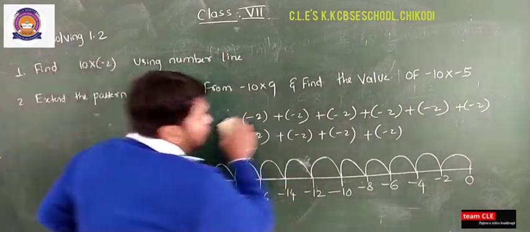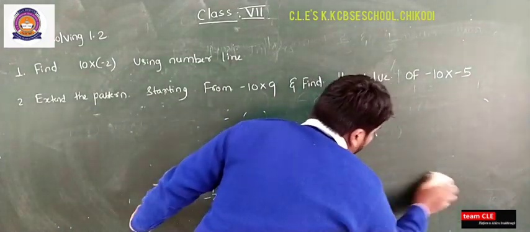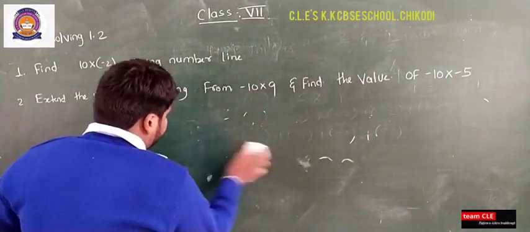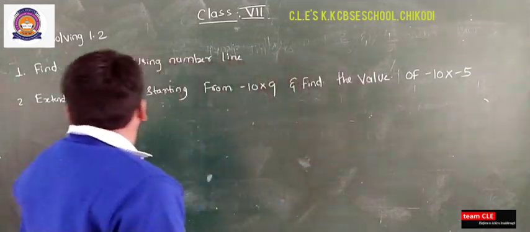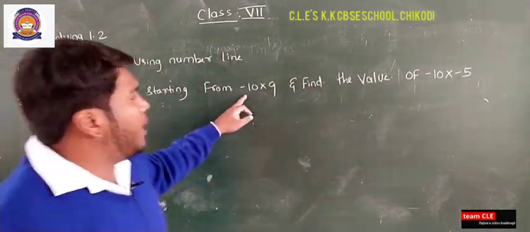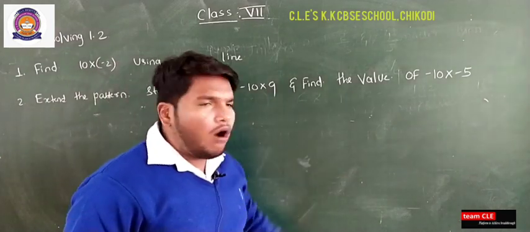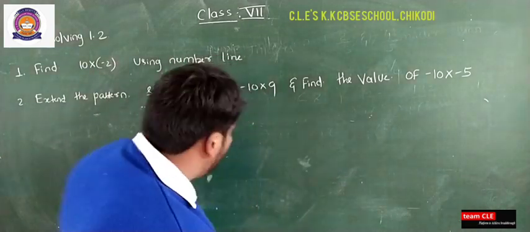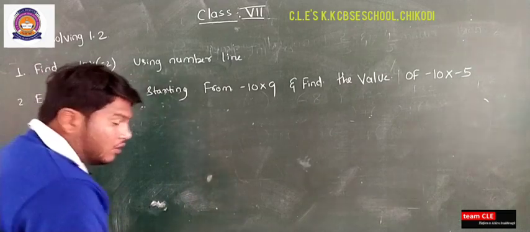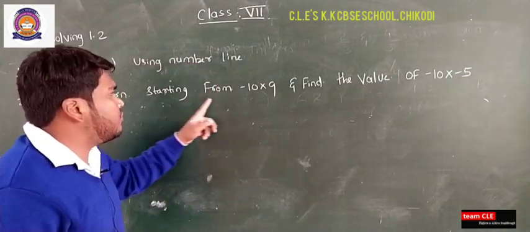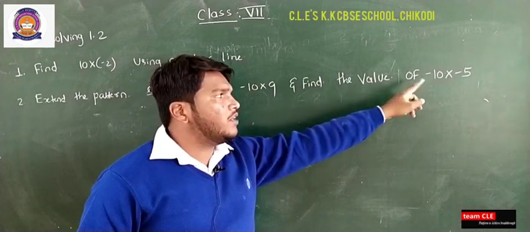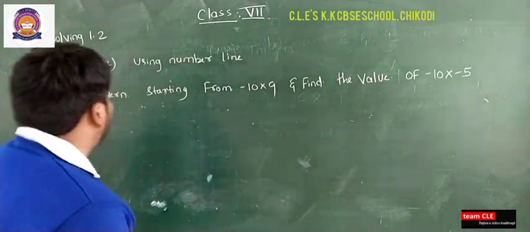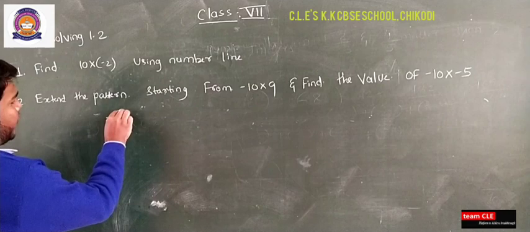Now one more question I am going to solve from exercise number 1.2, that is what the question says. So see here, dear students, extend the pattern starting from minus 10 into 9 and find the value of minus 10 into minus 5. So see here what the question says. The question says extend the pattern starting from minus 10 into 9 and find the value of minus 10 into minus 5. So see here, I start with a pattern that is minus 10 into 9.